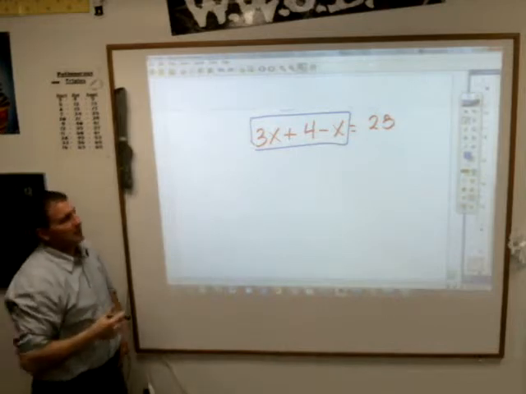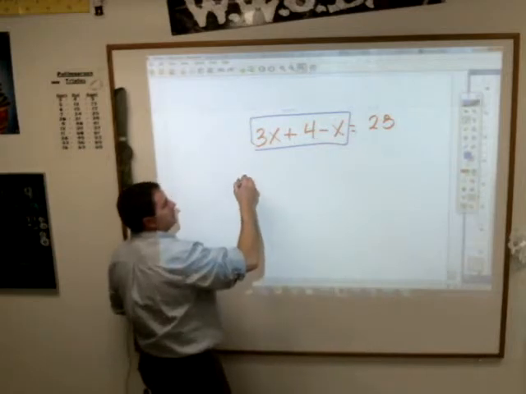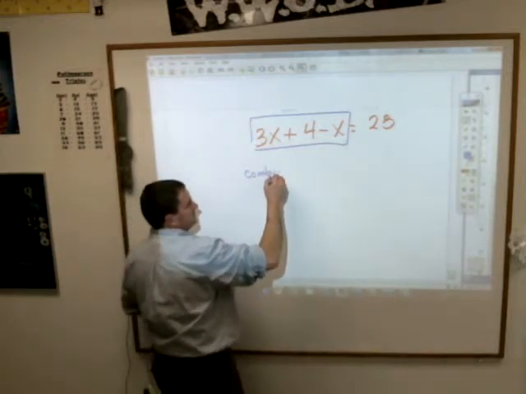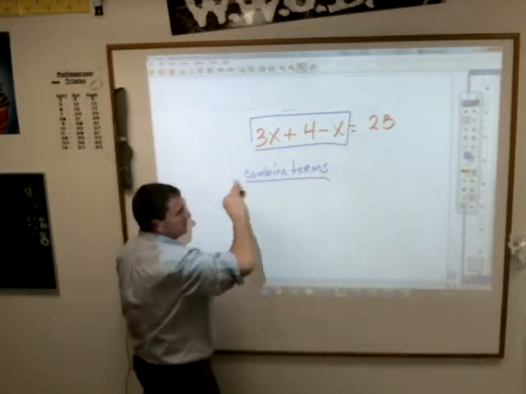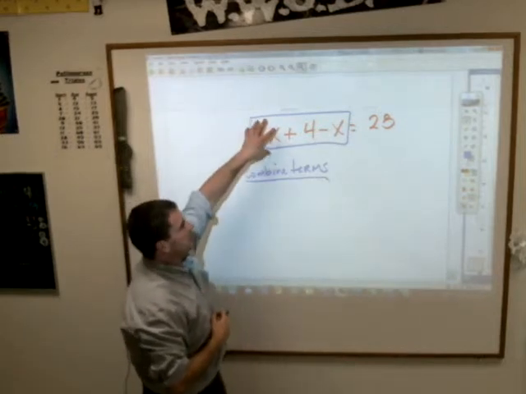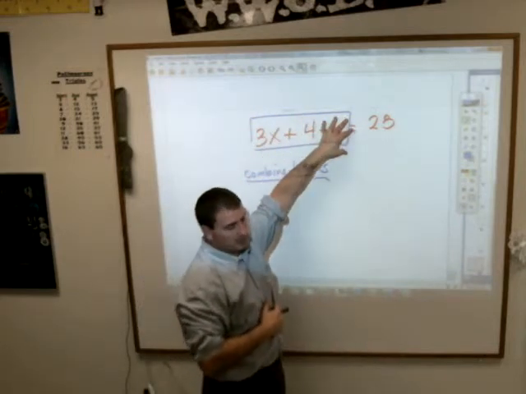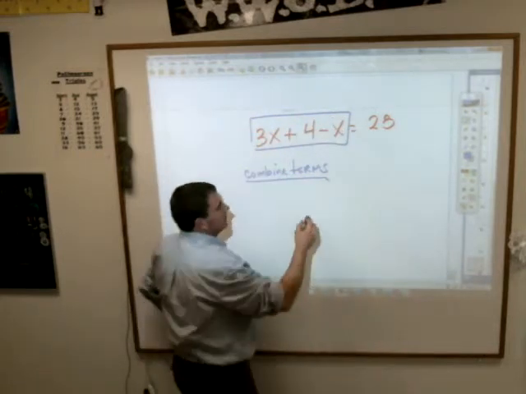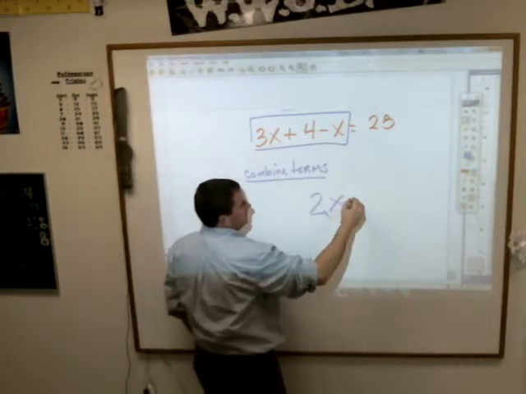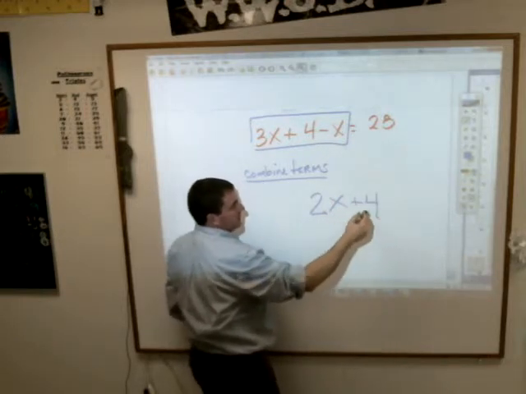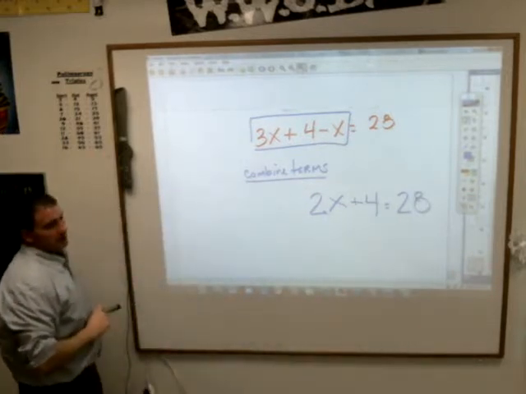And when you see that you've got more than one x term or more than one number, the first thing you have to do is combine like terms. Before you do any shifting of things from one side to the other, any adding, subtracting stuff, you need to put this 3x with that minus x. If I have 3 x's and I take 1 x away, how many x's am I left with? Yes, 2 x's. You can't put the 4 with the 2x because they're not like terms. And you end up with 2x plus 4 equals 28.